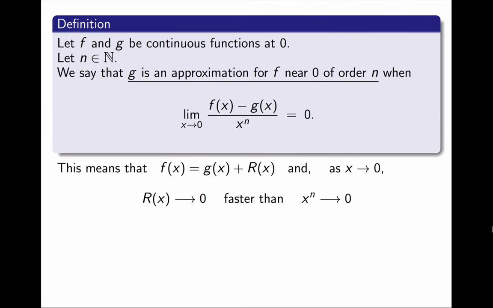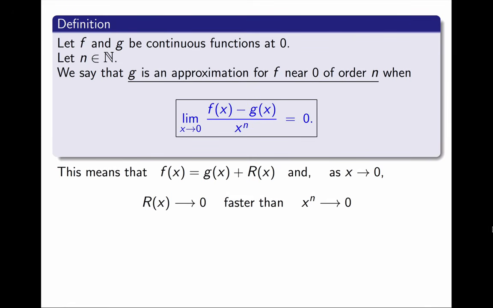Why? Look at the limit here in the box. In general, I have an indeterminate form of type 0 over 0. The numerator is the remainder, which has limit 0. The denominator is x to the n, which has limit 0. For this indeterminate form to resolve into being 0, the numerator must win over the denominator. The numerator must approach 0 faster than the denominator. And that is why this is a sensible definition. Great.